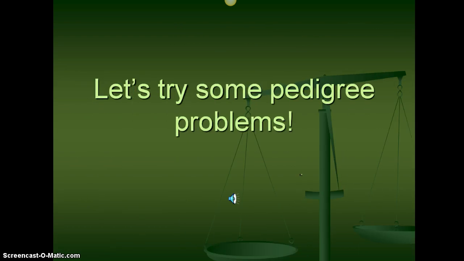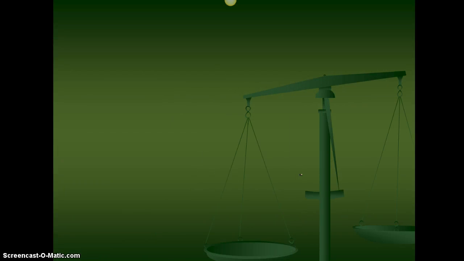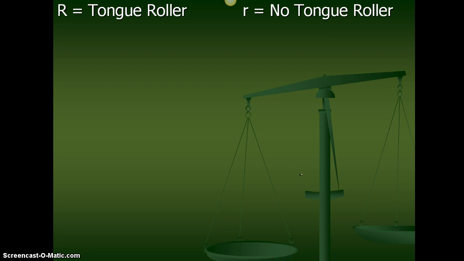So we're going to try a practice problem. This is going to be a lot of words that come up here. I want you to pause it and read all that's on here. We're going to be looking at tongue roller and non-tongue roller. But I want you to try and make your own pedigree before you go to the answers, which will be right after this. I want you to try and make it just to get some ideas of what you would do with each of the individuals.